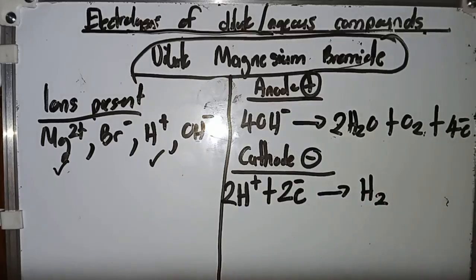Water and what? Oxygen. So that's what we observe. We observe at the cathode. What do we observe at the cathode? We observe bubbles of what? Of hydrogen. We observe bubbles of hydrogen.